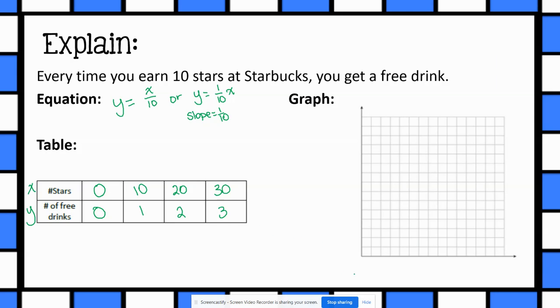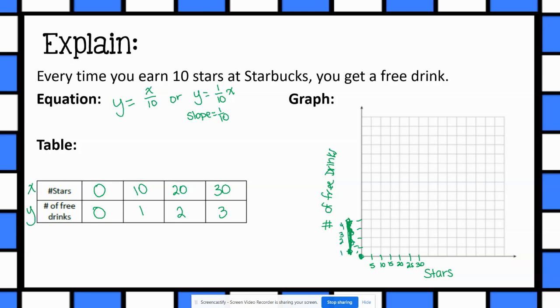Now, when I graph this, my x values represent my stars, and my y values represent my number of free drinks. Well, we know that our stars go up to 30, so we might want to use multiples of 5. And then our free drinks only go up to 3, so we can just use multiples of 1. At 0 stars, or I'm sorry, I don't know why I put a 0 there. This should be 1, 2, 3, and this would be 4.